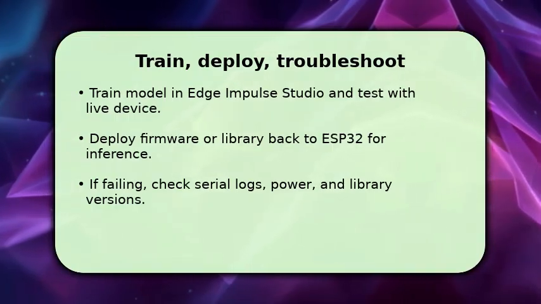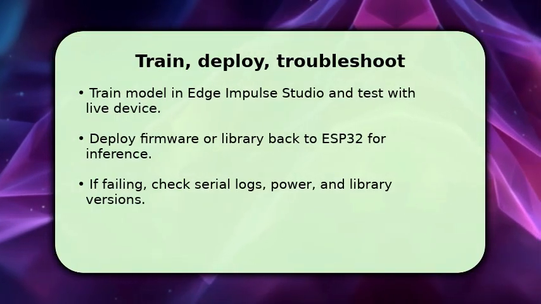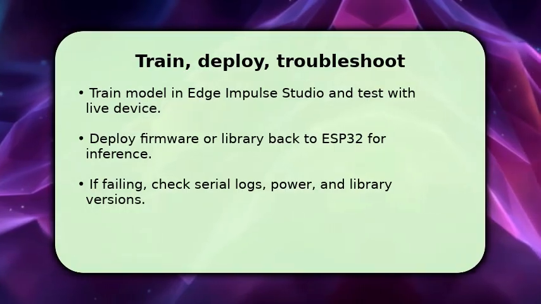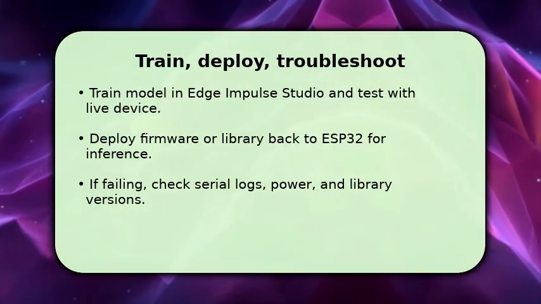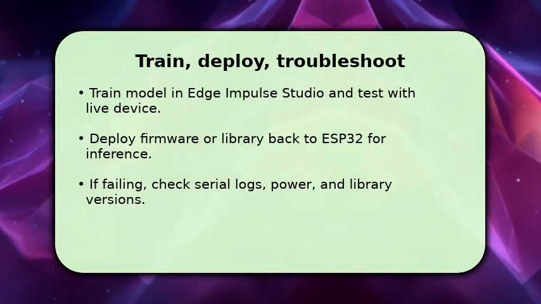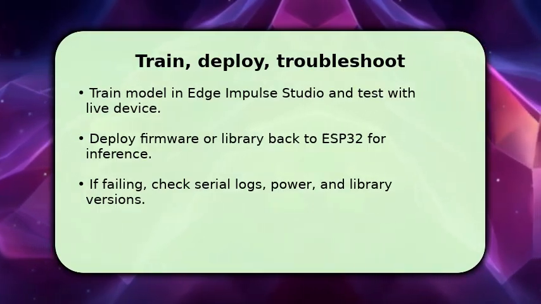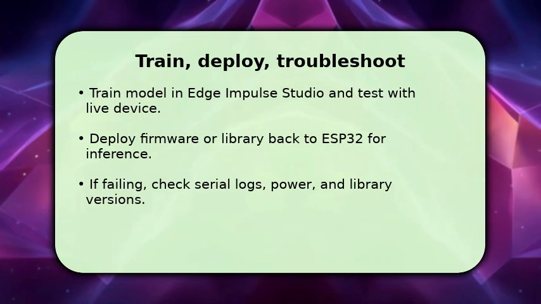If things go wrong, check serial logs first. Confirm the ESP32 has stable power, the correct board and partition settings, and matching Edge Impulse library versions. Reflash and rerun data forwarding if necessary.